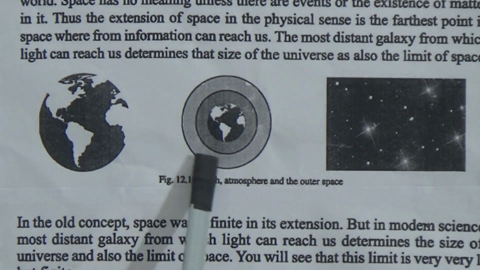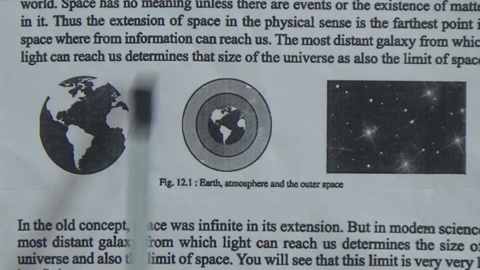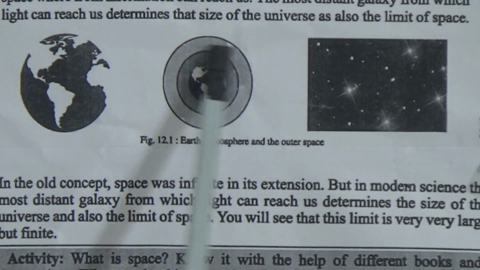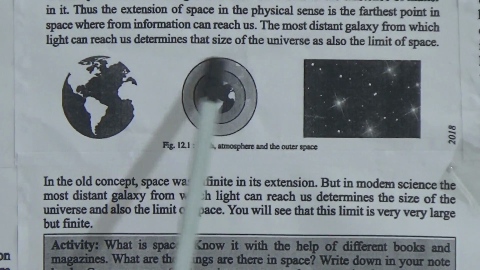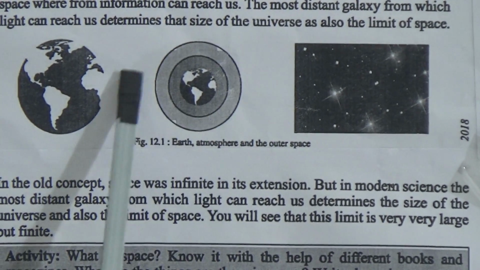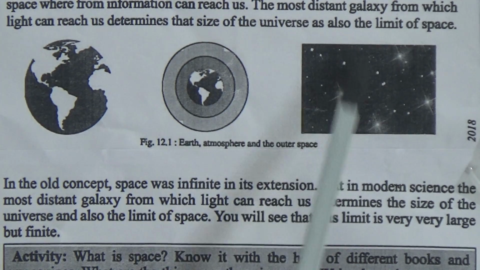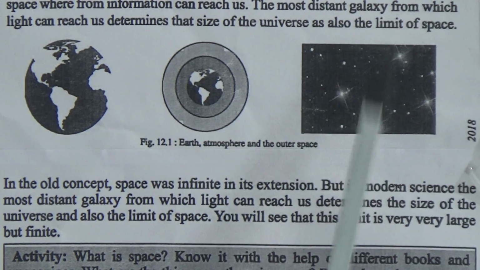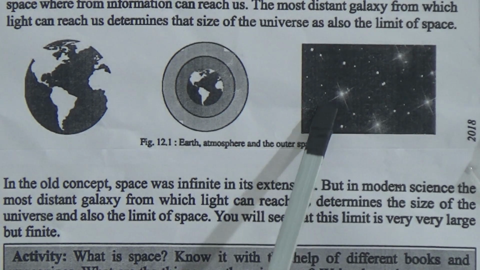Look, this is our earth and this portion is indicated as our atmosphere, and outside the atmosphere this is the outer space. Look, this is rotated along with our earth. That's why this atmosphere is part of our earth. But when the atmosphere is finished, from there the outer space starts. This outer space has galaxies, stars and Milky Ways.